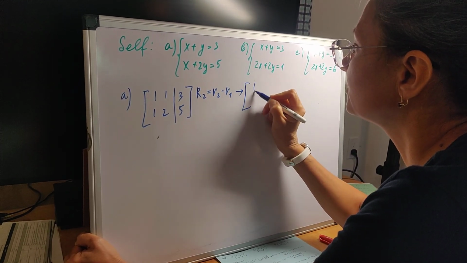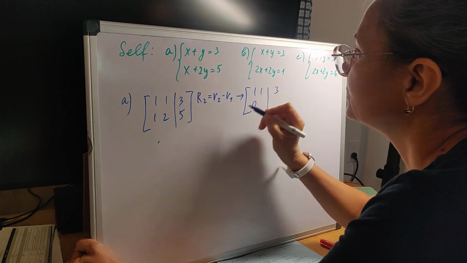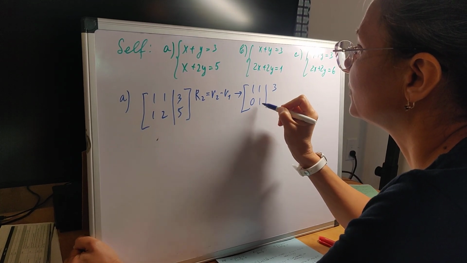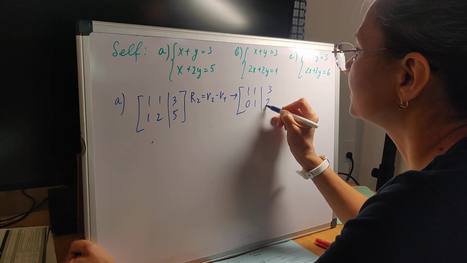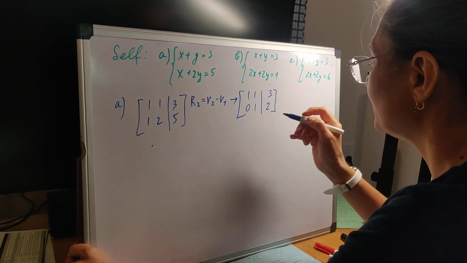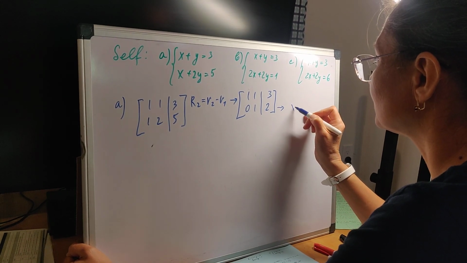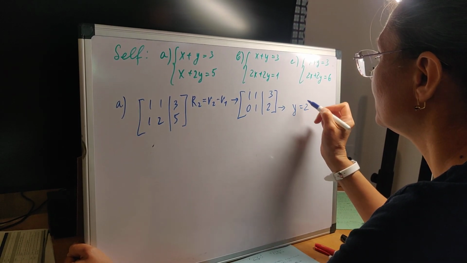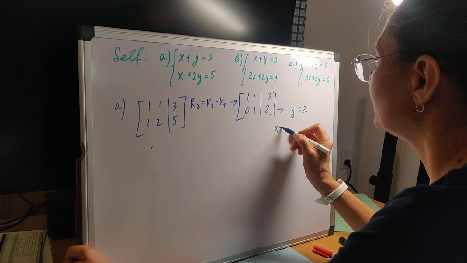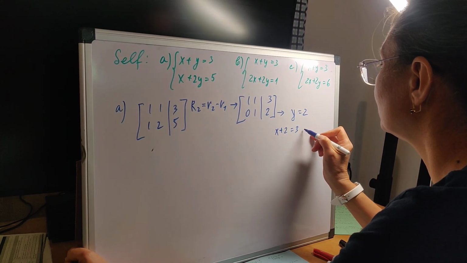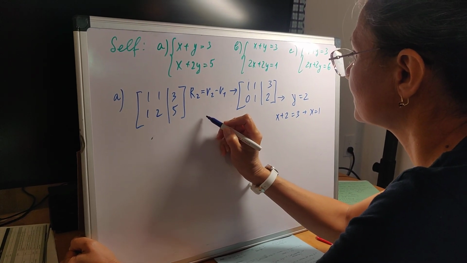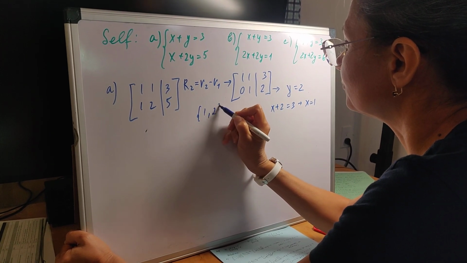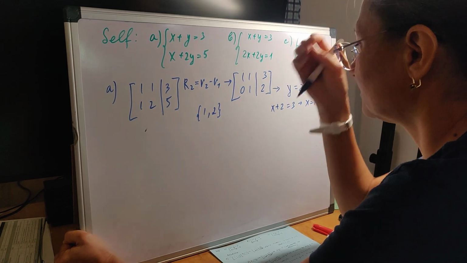What kind of matrix am I going to have? 1, 1, 3, 0, 1 here is going to give me 1, and 5 minus 3 is going to give me 2. Well, from here I do see that y equals 2. I plug it in over here and I have x plus 2 equals 3, from where x equals 1. So my solution in this case is going to be 1, 2. X equals 1 and y equals 2.